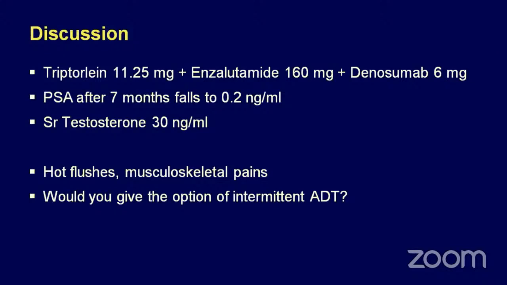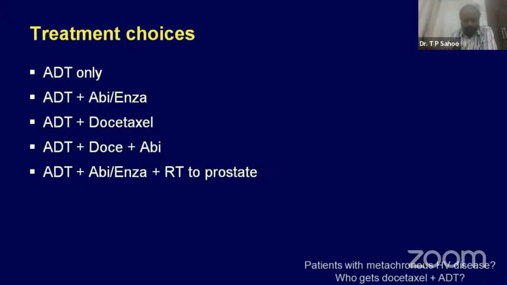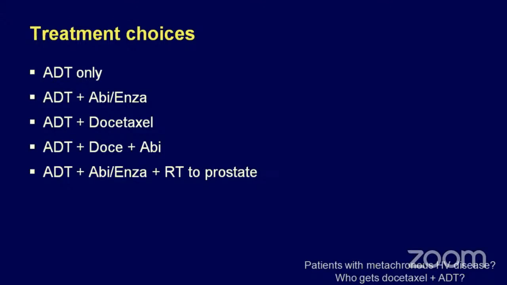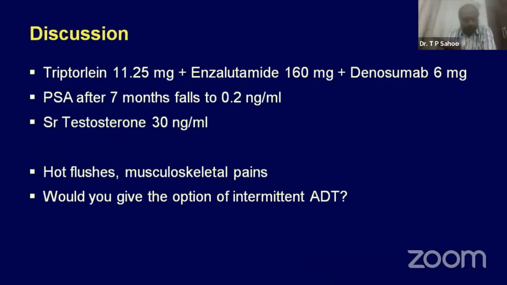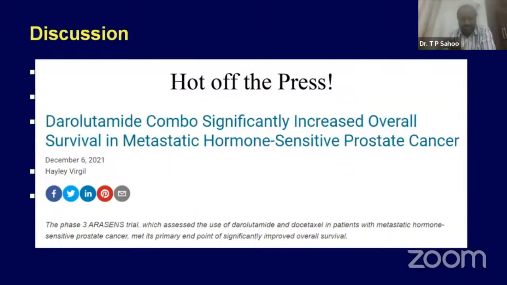Okay. Taha, would any patient of yours go for Enza plus Docetaxel? I don't think so, sir. I'll wait for the results. You are still not convinced. Yes, sir. Okay. So this is where I'm talking of, if you have patients with a problem, hot flushes and musculoskeletal symptoms, you can give the option of intermittent ADT. This is the trial which was published today in NEJM, the darolutamide combo with docetaxel, and they found improvement, and that has now been there.